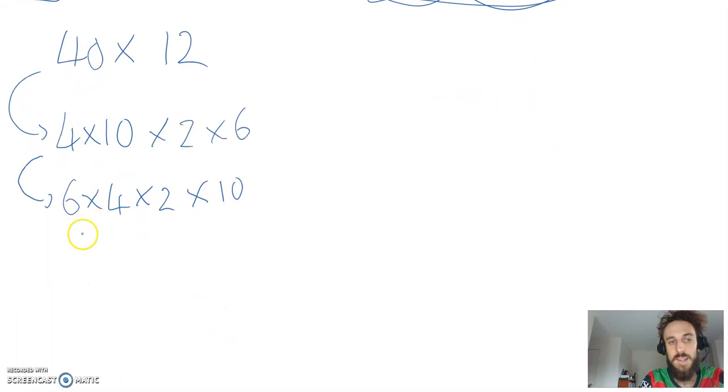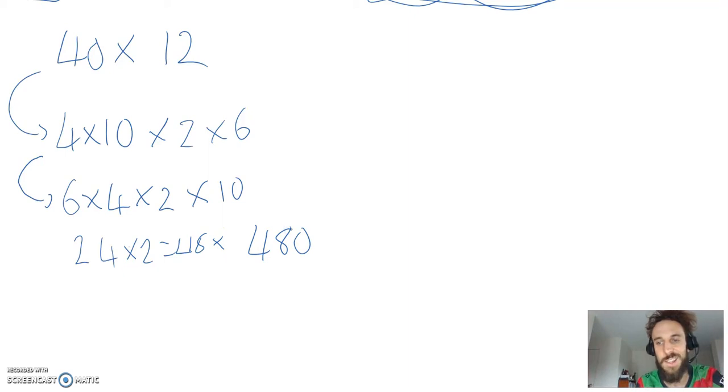So we can start. 6 multiplied by 4 is 24. 24 multiplied by 2 is going to be 48. And 48 multiplied by 10 is going to be easy. Just add a 0. It's 480. So just like that, by using factors, I was able to do 40 multiplied by 12 in my head. I used the factoring strategy, then I remembered what I knew about the associative property to make it even easier for me to do in my head. That's all you need to do.